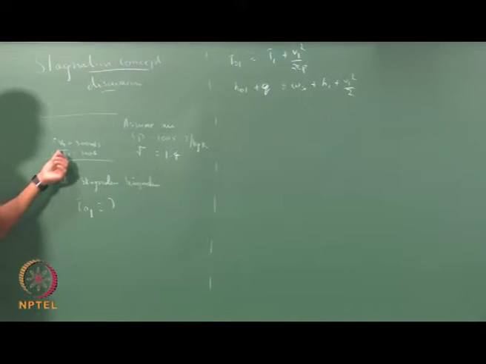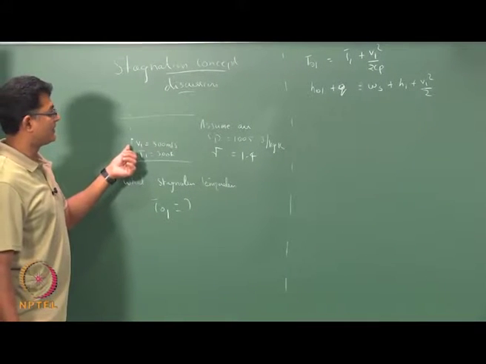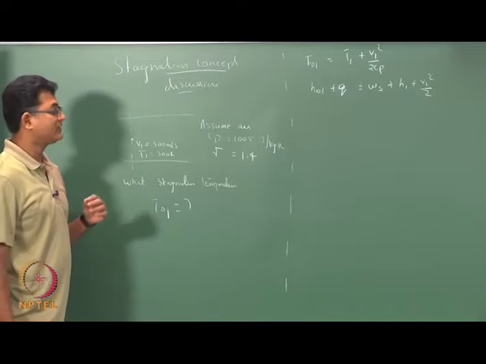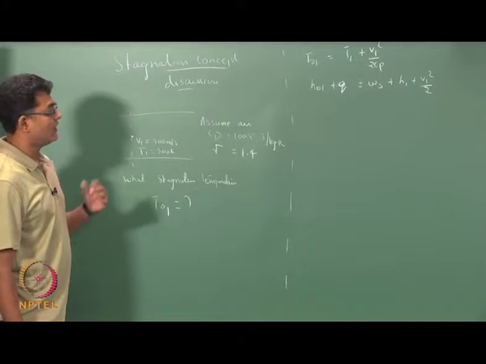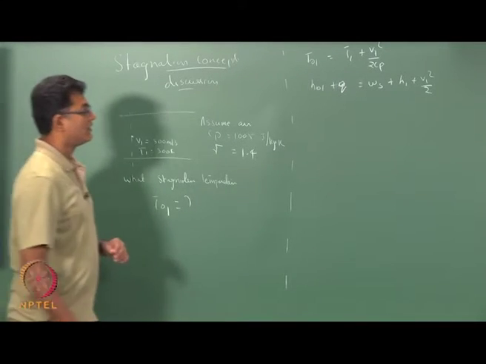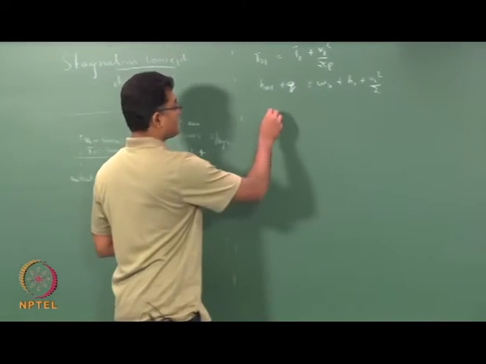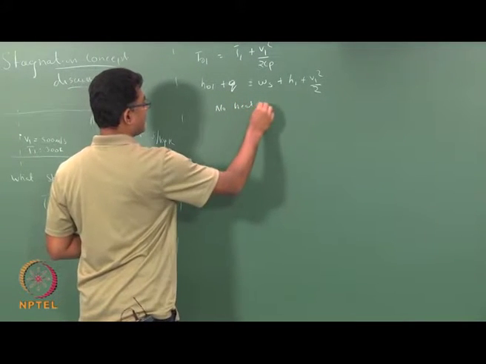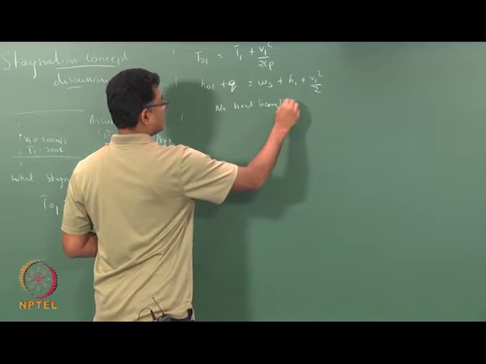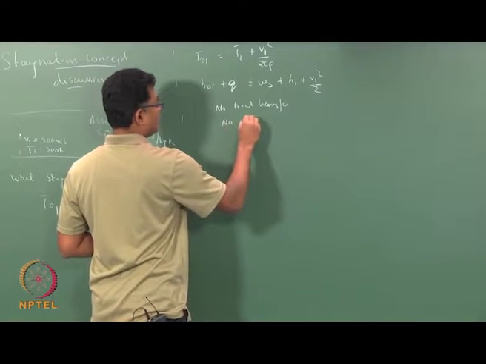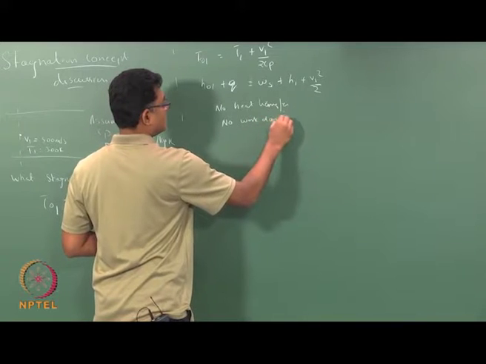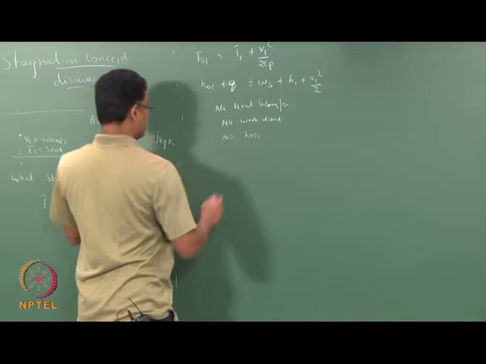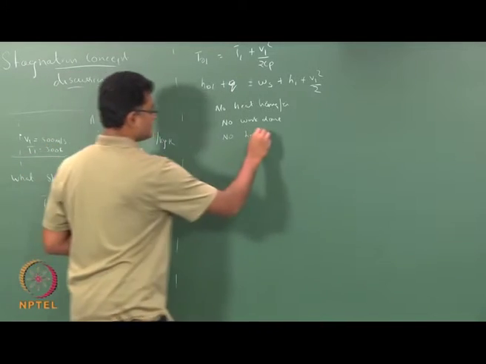So, the process is, at any point we take the fluid to a location where the velocity is 0, a state where the velocity is 0 isentropically without work. So, there is no heat transfer in the process, no work done, and we have done this isentropically. So, there are no losses.